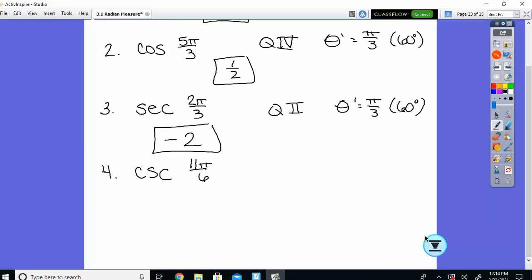Cosine of 60 is 1/2, so secant is negative 2. And the last one, cosecant 11 pi over 6. What quadrant is 11 pi over 6? 4. Reference angle? 30. Yep, pi over 6 or 30 degrees. In the fourth quadrant, cosine is positive, so cosecant, the reciprocal of sine, would be a negative. Sine of 30 is 1/2, so cosecant would be negative 2.